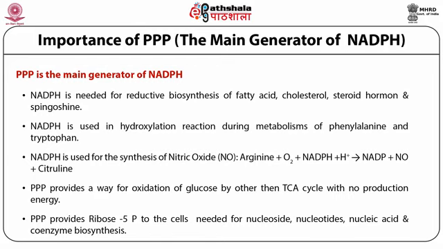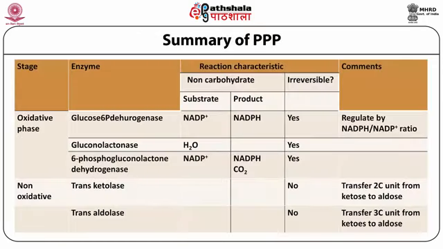In macrophages, nitric oxide is effective against viral, fungal, and protozoal infections. Nitric oxide is a potent inhibitor of platelet aggregation, and it also acts as a neurotransmitter in the brain. The following table shows the summary of the pentose phosphate pathway.